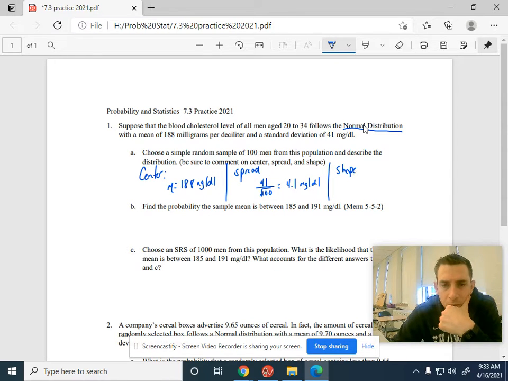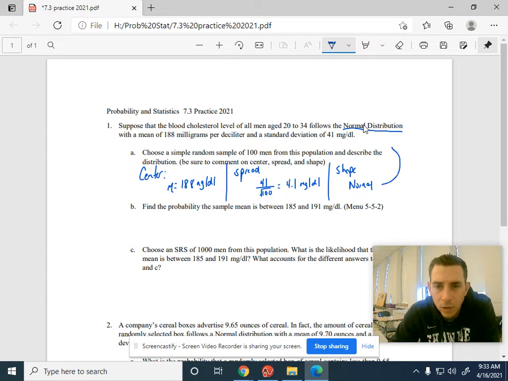As far as the shape goes, there's no work that needs to be done here other than we know that it is a normal distribution. Why? Because we are told in the problem. Later on I'll tell you about what happens if we're not told.